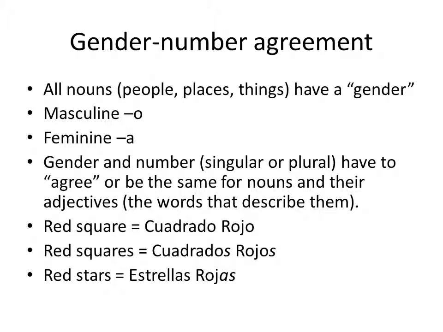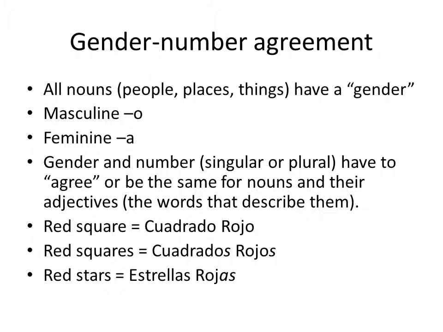And then it also has a number. It's either singular or plural. So if there's just one thing, it is singular. And if there are many things, it's plural. So a gender and a number have to agree, or be the same, for nouns and their adjectives, or the words that describe them.